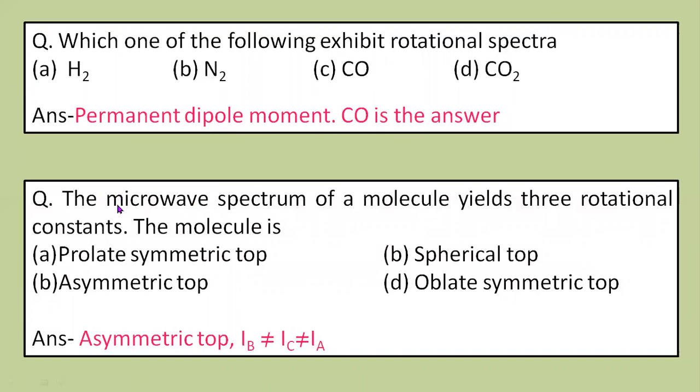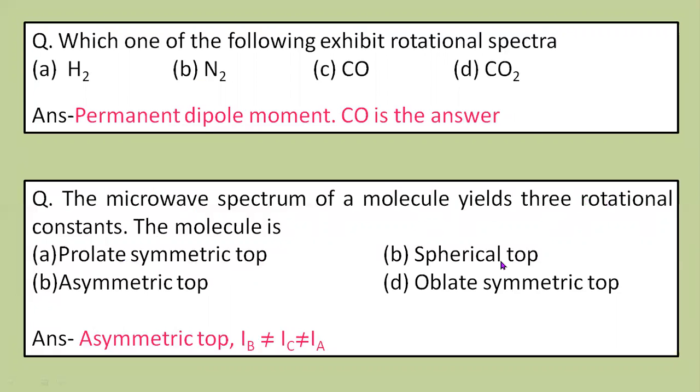And another one, already discussed: the microwave spectrum of the molecule has three rotational constants. Which of these options are correct? As I discussed, in the case of prolate and oblate, which belong to the symmetric top, you need just two different rotational moments of inertia. IB and IC are equal and not equal to IA. So I need only two moments of inertia, and correspondingly only two rotational constants.